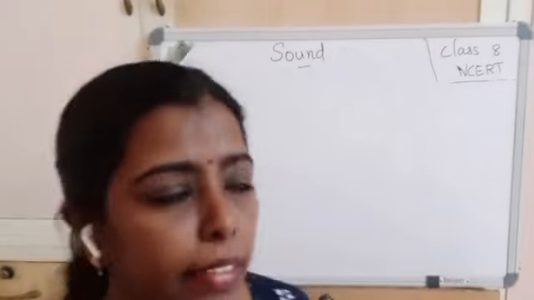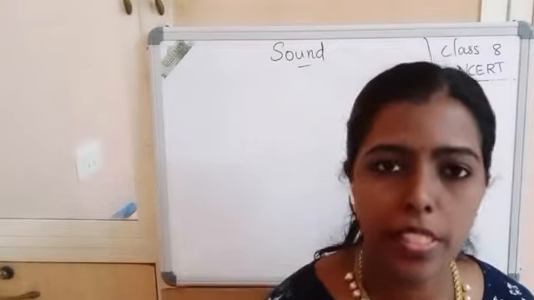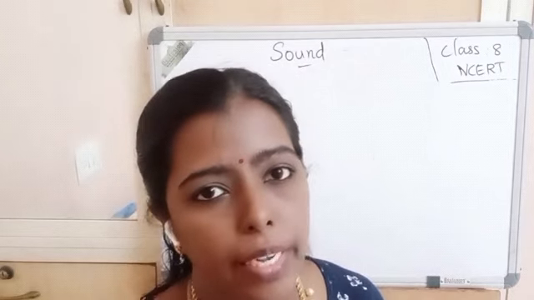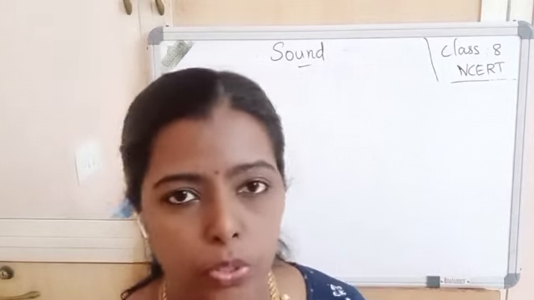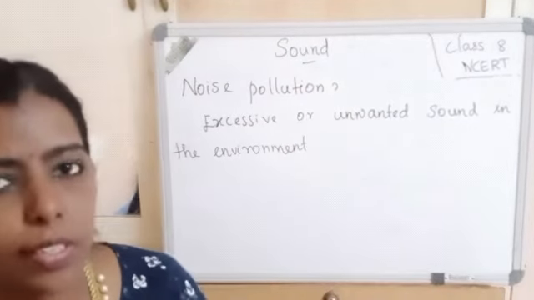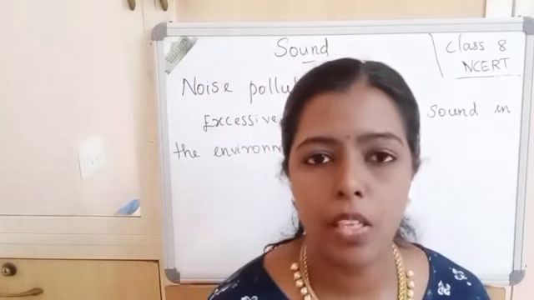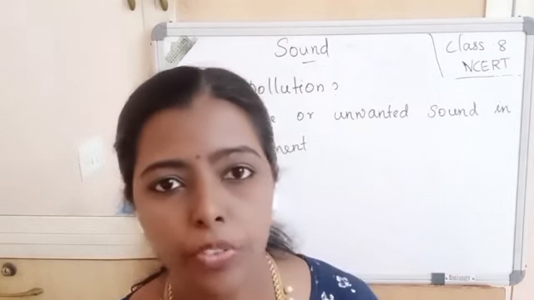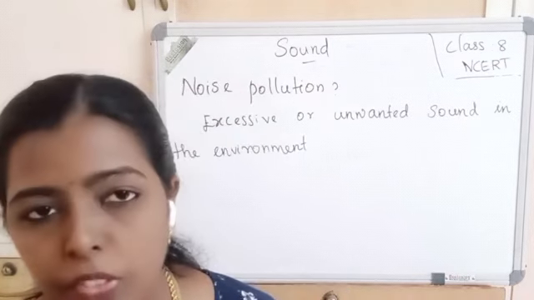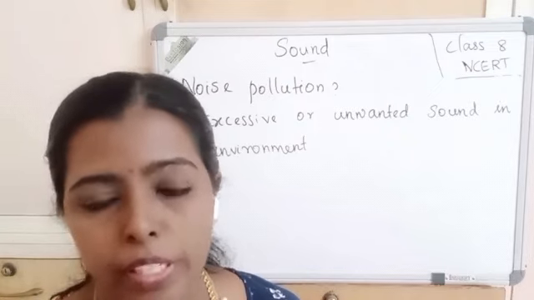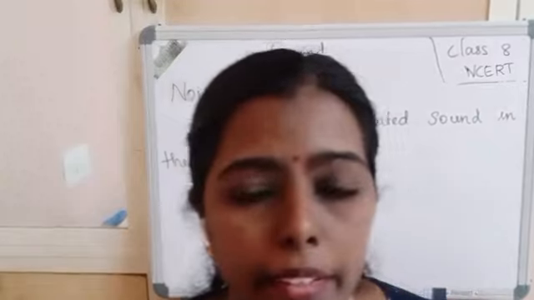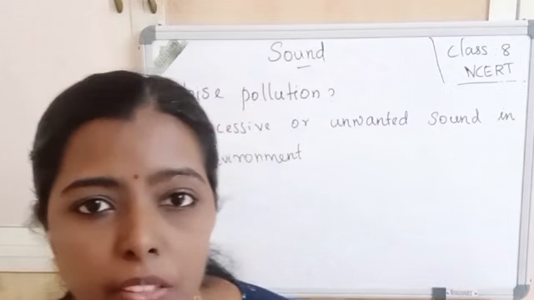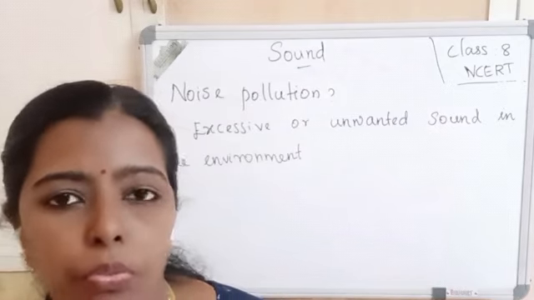Another topic inside this sound chapter is noise pollution. What is noise pollution? The unwanted or excess of unpleasant sound in the environment is called noise pollution. Then what are the sources of this noise pollution? Sounds of vehicles, sounds of factories, and sounds of explosions like bursting of crackers, etc. And television, transistors also make noise. Kitchen appliances like mixer grinder, and air conditioners, desert coolers also make noise. So these are some of the sources of noise pollution.